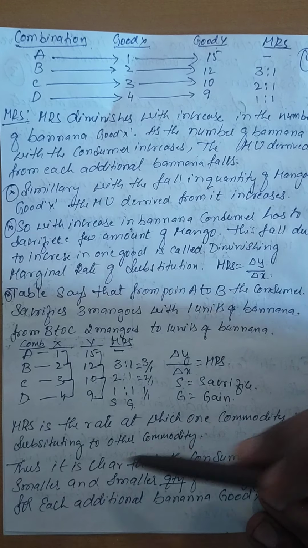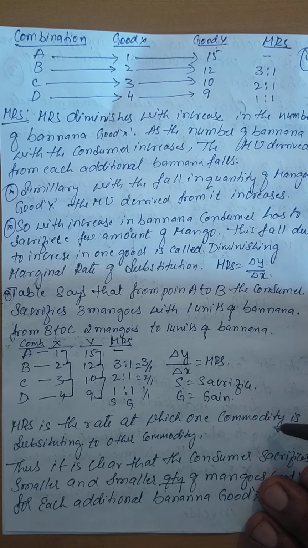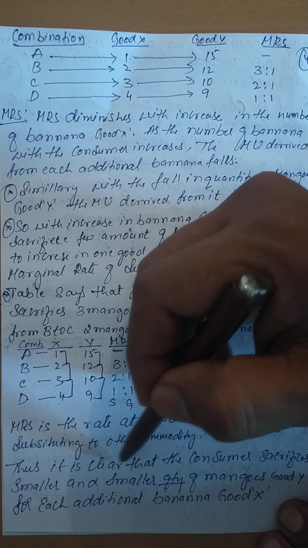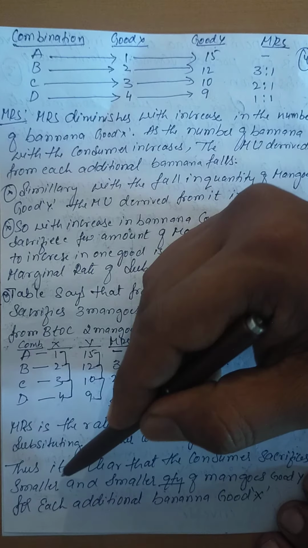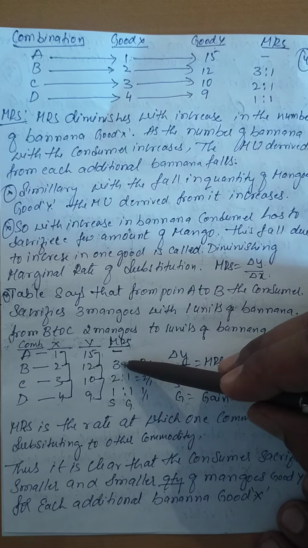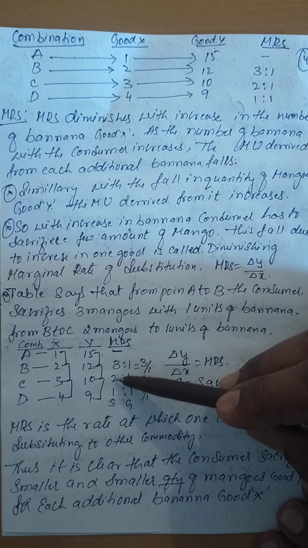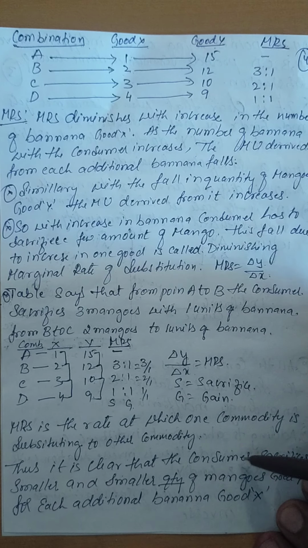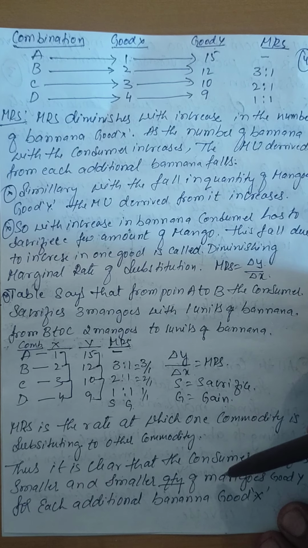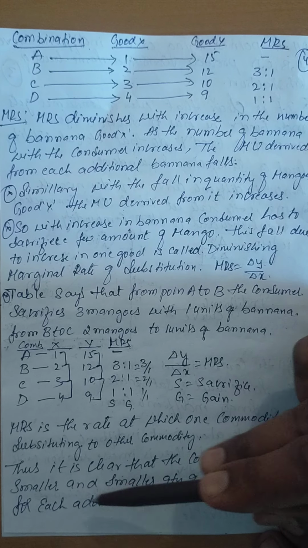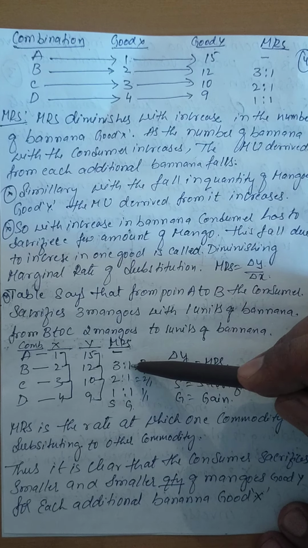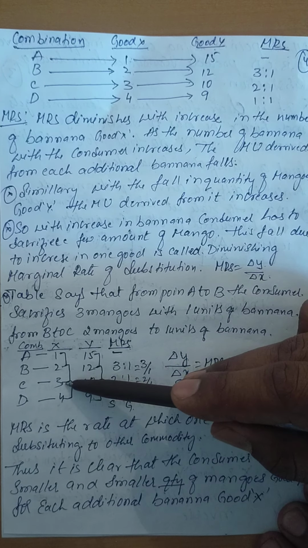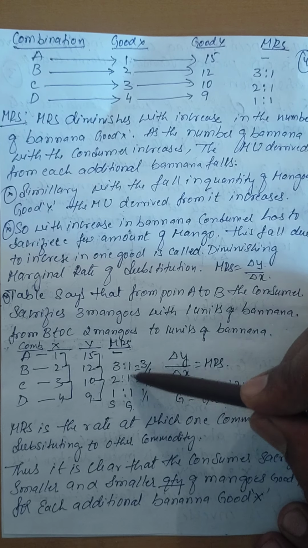Two particular goods which are substitutes in nature will have the MRS. We'll be calling it MRS. Now thus it is clear that the consumer is sacrificing smaller and smaller. First it was 3, then he sacrificed 2, later it is 1, next it will be 0. So like this, the sacrificing takes place, in smaller and smaller quantities of mangoes. Why? For each additional banana. From 1 to 2 is 1 additional, from 2 to 3 is 1 more additional, and 3 to 4 is 1 more additional. So all these additionals I have shown here.